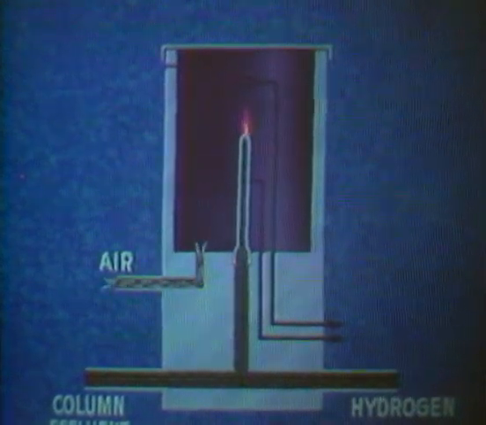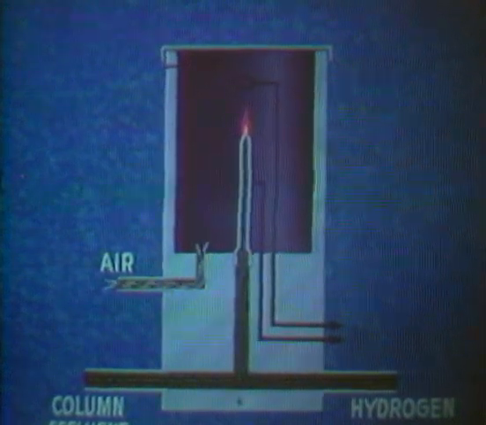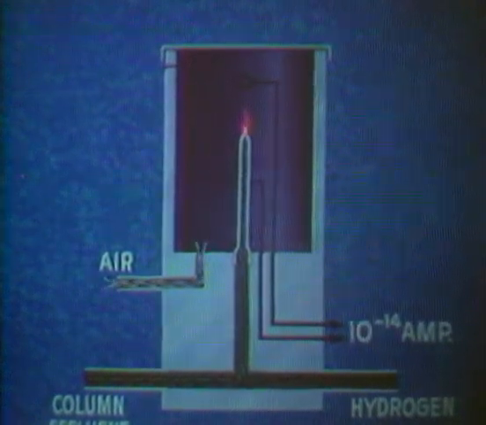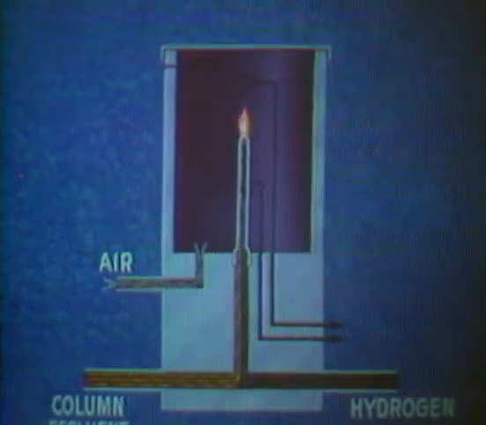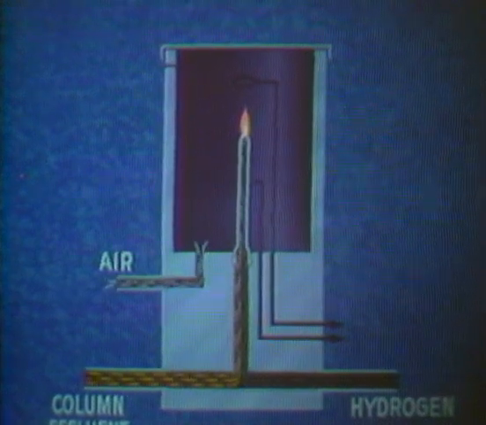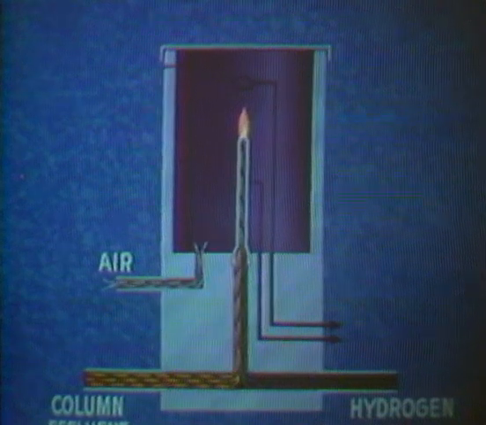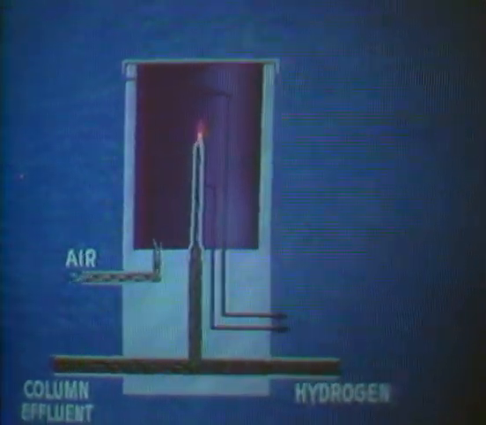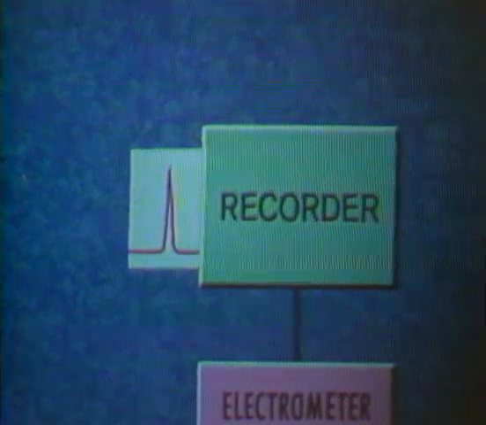When only pure carrier gas is coming from the column, the ion current through the flame is very small. When the vapor of an organic substance enters the detector jet, it burns and ionization takes place. As a result, the ion current increases significantly. This ion current is amplified by an electrometer and recorded on the chromatogram.